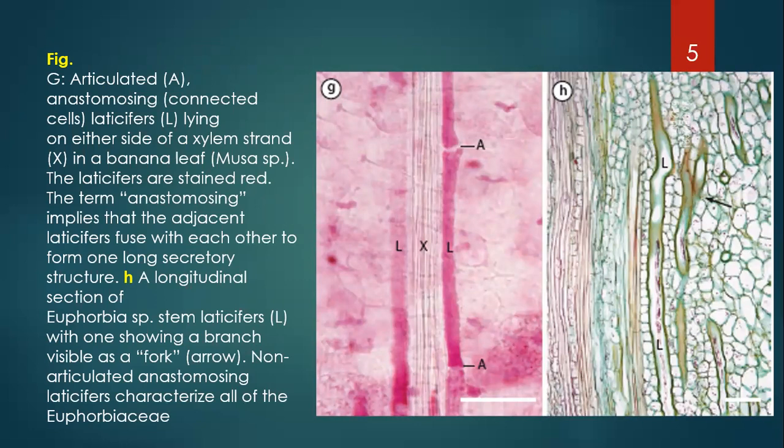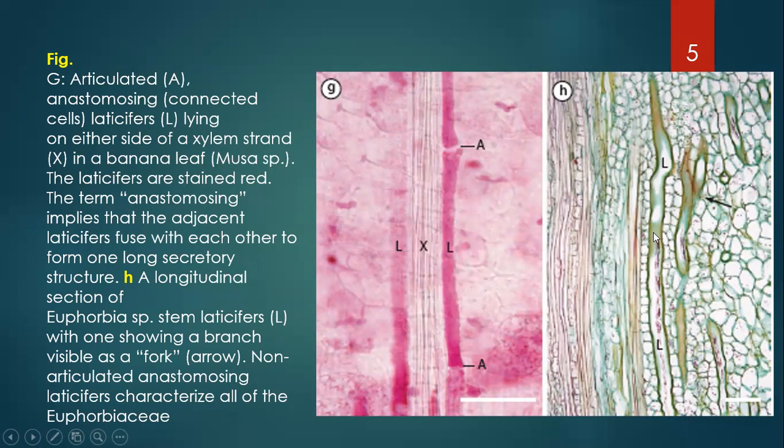The figure shows the articulated type of the laticifers. This is the anastomosing, the connected-cell laticifers. This shows the connection between two laticifer cells; this is one cell, this is another cell, and between the two cells there is a connection or a septum present. Laticifers lying on either side of the xylem strand in a banana leaf, Musa species. The laticifers are stained red. The term anastomosing implies that the adjacent laticifers fuse with each other to form long secreting structures.